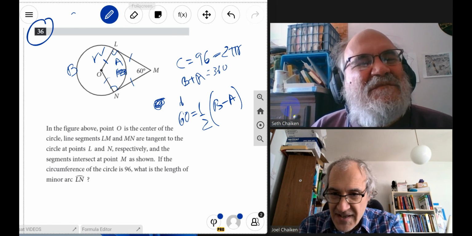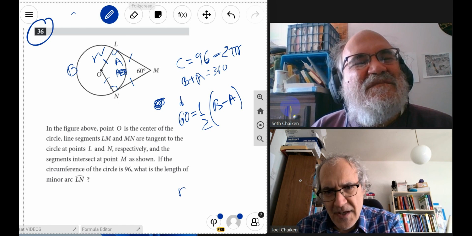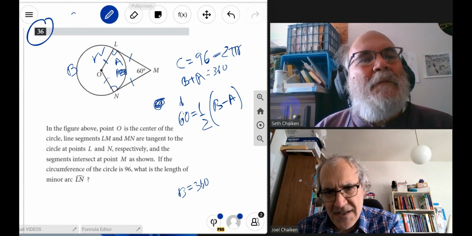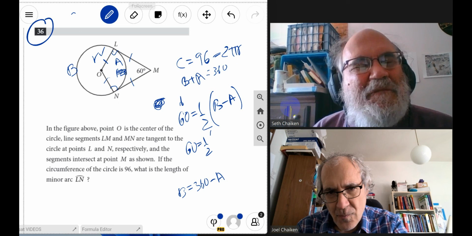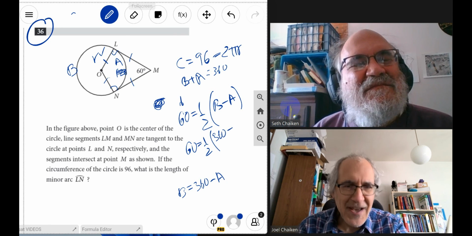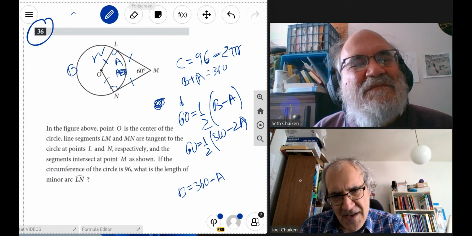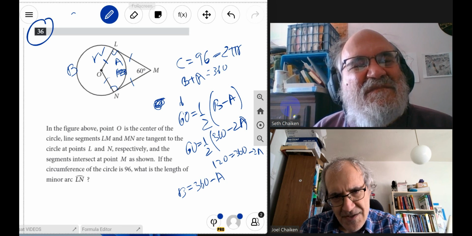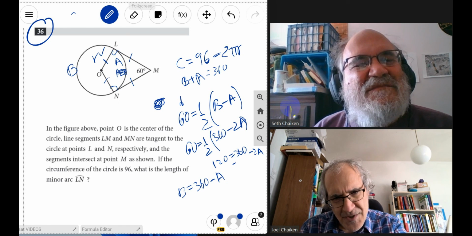So we're interested in A, right? Wait, let me make sure this is right. We're interested in A. So B is equal to 360 minus A. So 60 is equal to 1/2 of (360 minus A). Okay, can I write 2A just to save a little time? Which means that 120 is equal to 360 minus 2A. Right? Because I cross-multiplied. Now we're going to subtract 360.